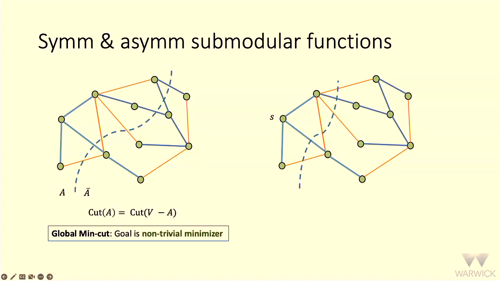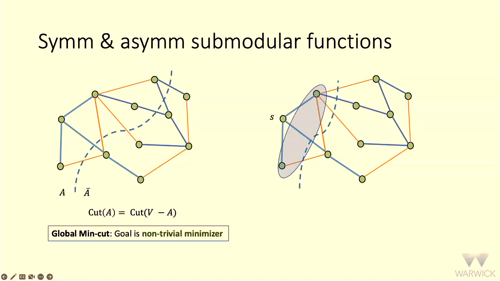And because of the stupid thing that the symmetric submodular function has, that it will always minimize when the set is empty or the full, we need to look at a cut which is non-trivial, in the sense it's not a cut where one side is empty. That's called a non-trivial minimizer. Whereas in the asymmetric version, think of it as s-t min cut.